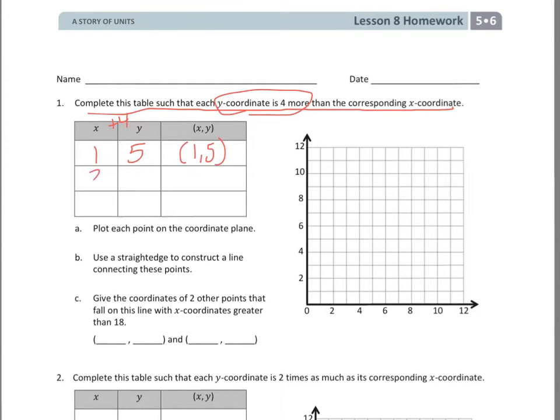So I'll keep going and I'll do 2 plus 4 is 6. So I'm going to get 2 comma 6. And then I'll do 3, and 3 plus 4 is 7. So I'll have 3 comma 7. So what I have to do now is plot each point on the coordinate plane.